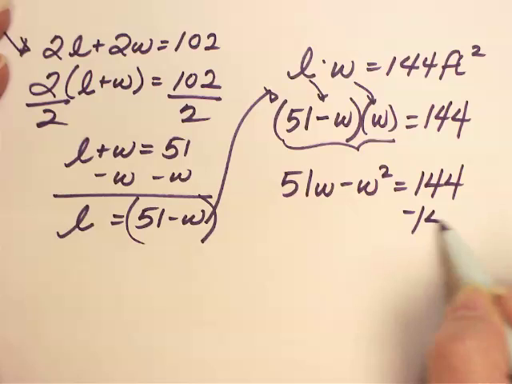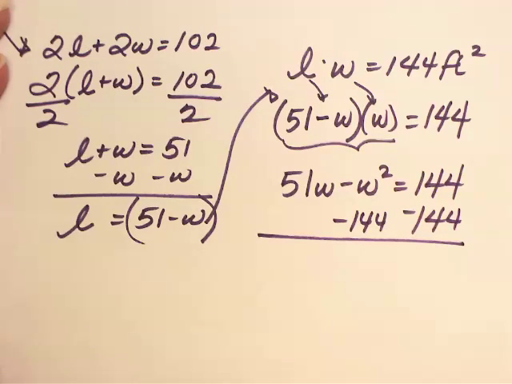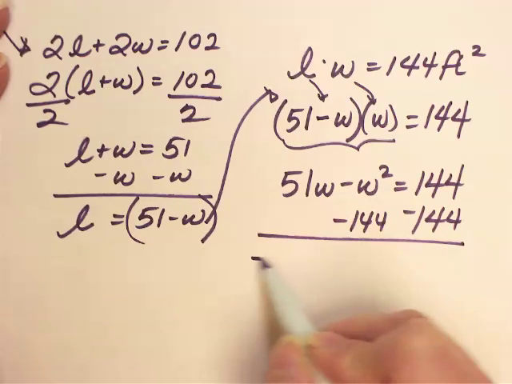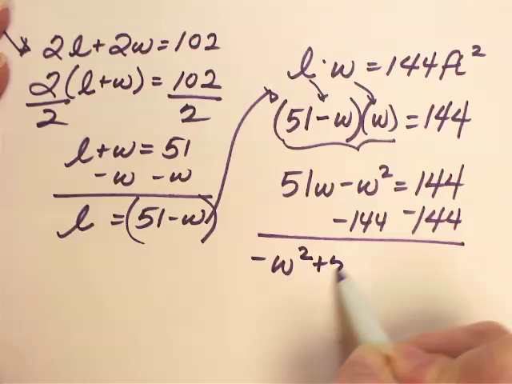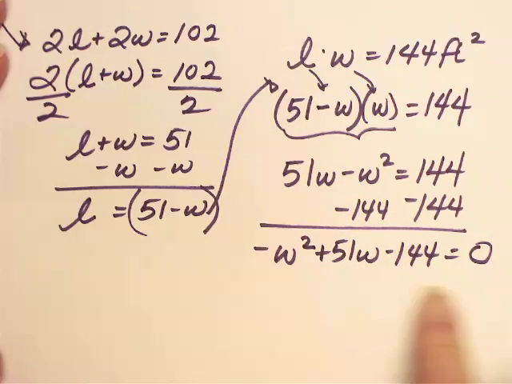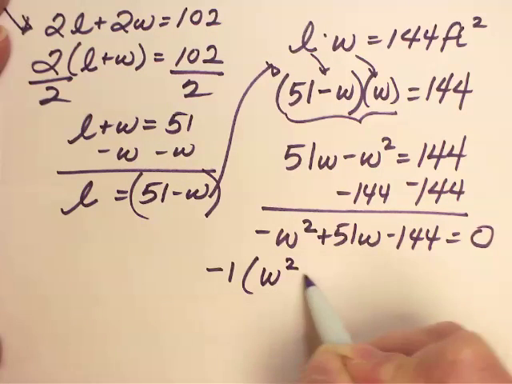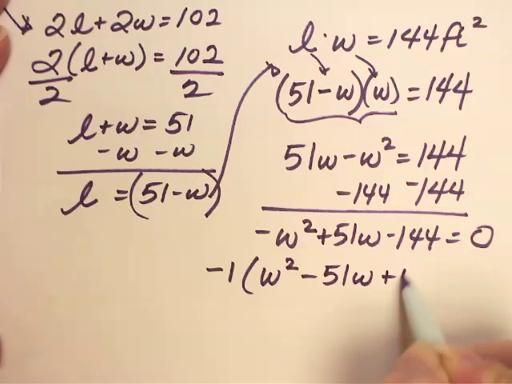I'm going to make this equal to 0. I do want to write this in descending order, preparing to factor again. So negative W squared plus 51W minus 144 equals 0. I want descending order so I can factor this. Now, I notice that I have a leading coefficient of negative 1. I'm going to factor out a negative 1 right now as my GCF. So this is W squared minus 51W plus 144.